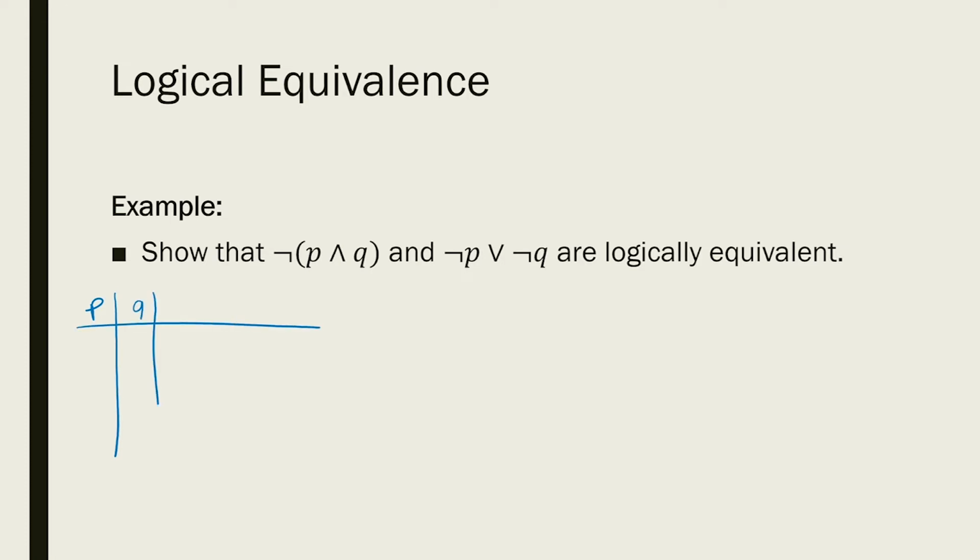So for the first compound proposition, we look at P and Q. We look at the conjunction P and Q, and we look at the negation of the conjunction, not (P and Q).